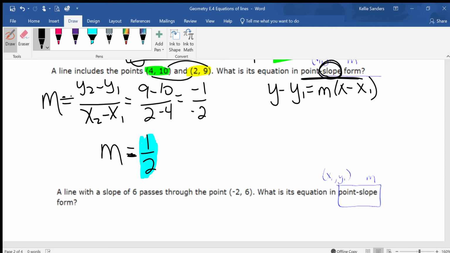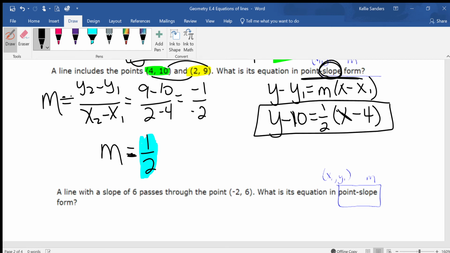There are 2 correct answers on this. Okay? I'm going to use the green first. So y minus, what's our green y? 10 equals, what's our slope? 1 over 2, parentheses, x minus, what is our green x? 4. That is what they're wanting. There is nothing else to do. Don't distribute. Don't move the 10 over. You are finished.